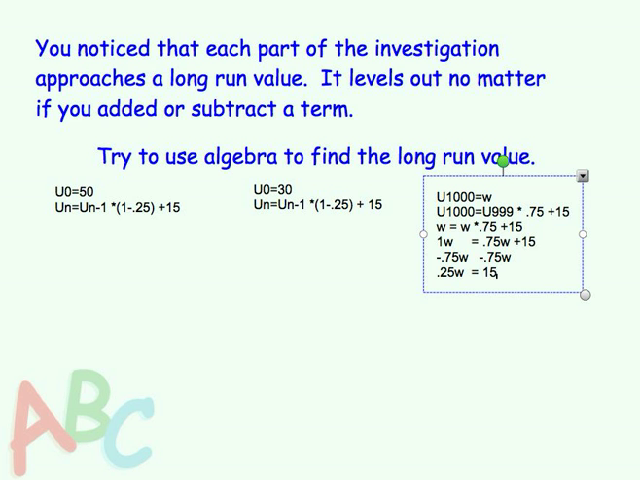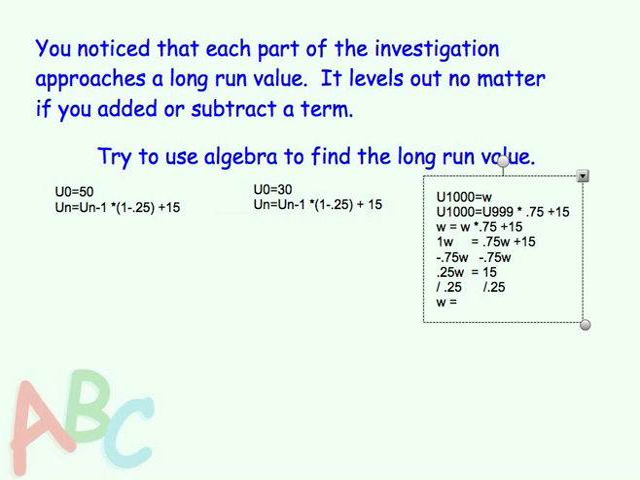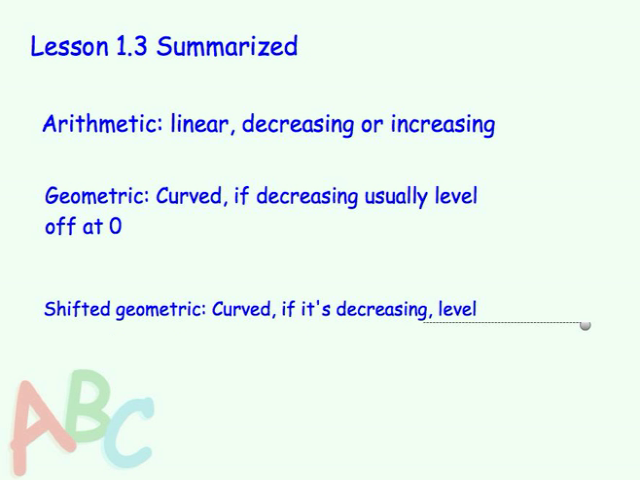To undo that 0.25 times W, I'm going to divide it by 0.25 on both sides. So now 0.25 divided by 0.25, well, that gets me just W by itself. And if you take 15 divided by 0.25, you get 60. So the long run value is 60.